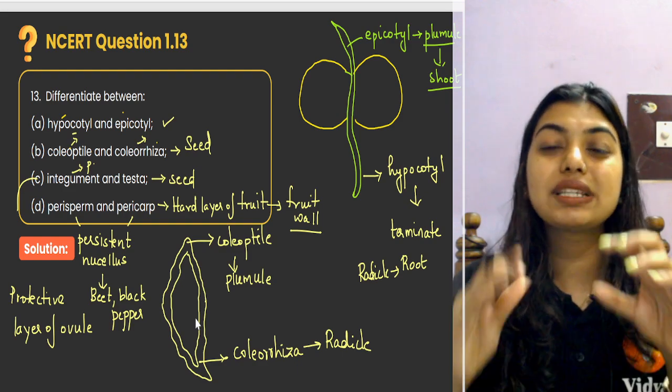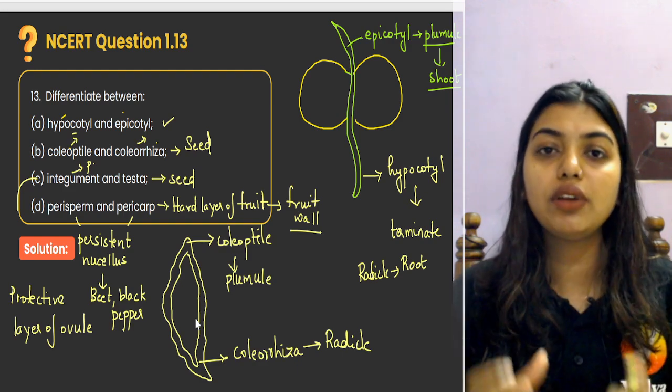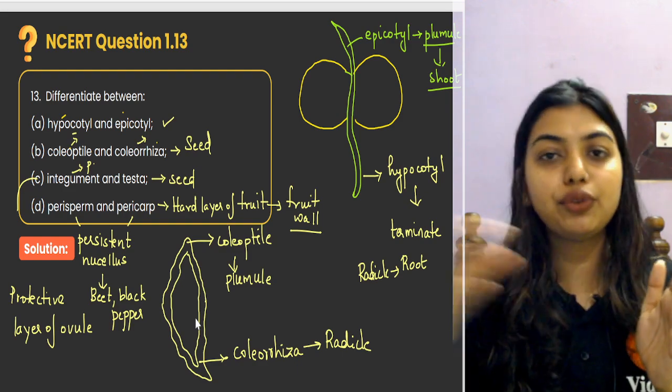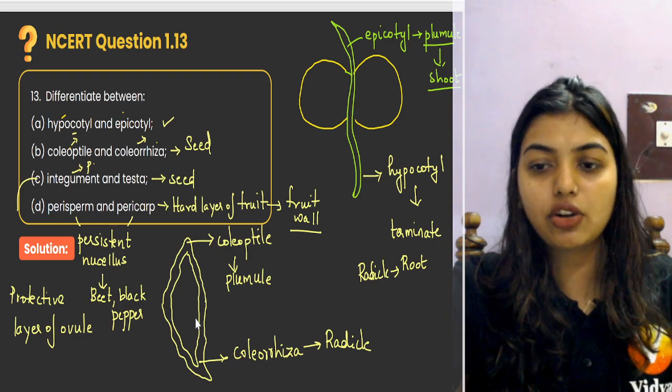Then, pericarp is a hard layer or the fruit wall. The ovary wall will get modified to fruit wall. That is called the pericarp. Clear or not, all of you?